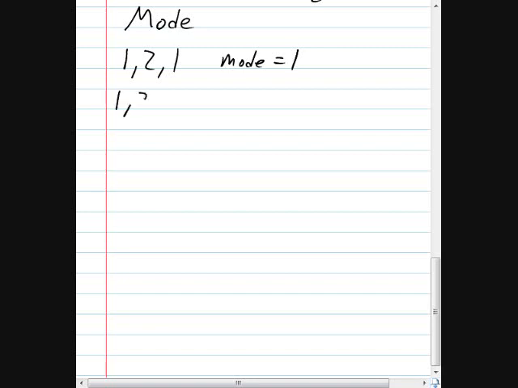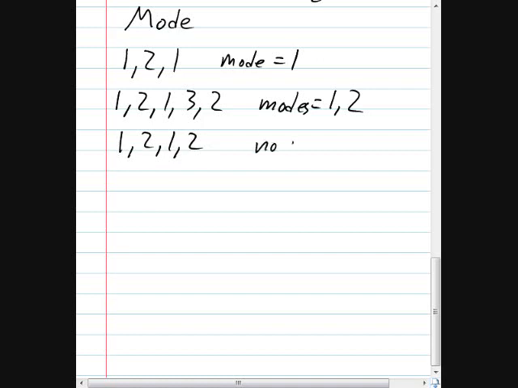Consider the data set 1, 2, 1, 3, 2. This data set is bimodal. It has 2 modes. The modes are 1 and 2, because both 1 and 2 are more frequent than any other number in the data set. When a data set has data values that are all equally frequent, we say that there is no mode, because no data value is more frequent than the rest.